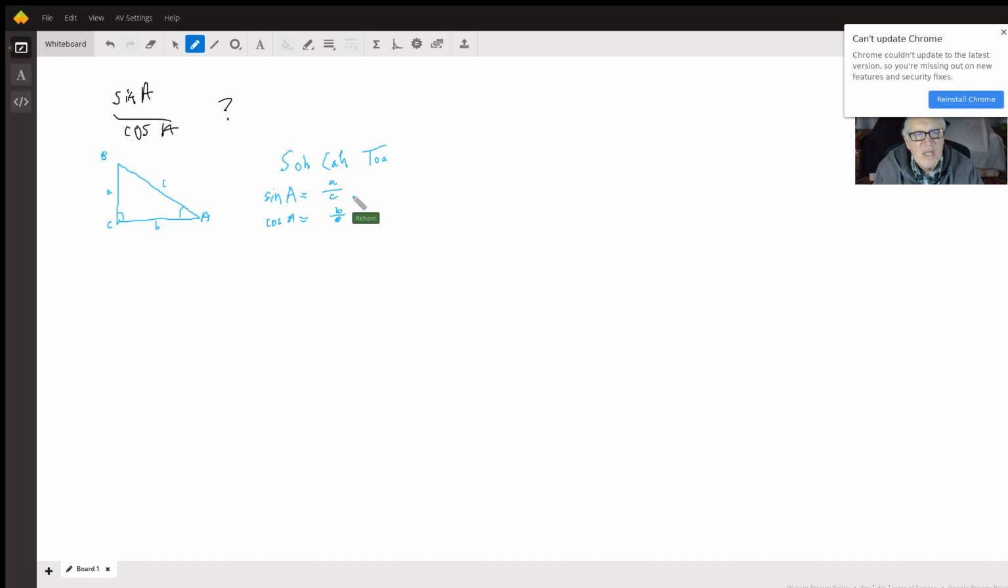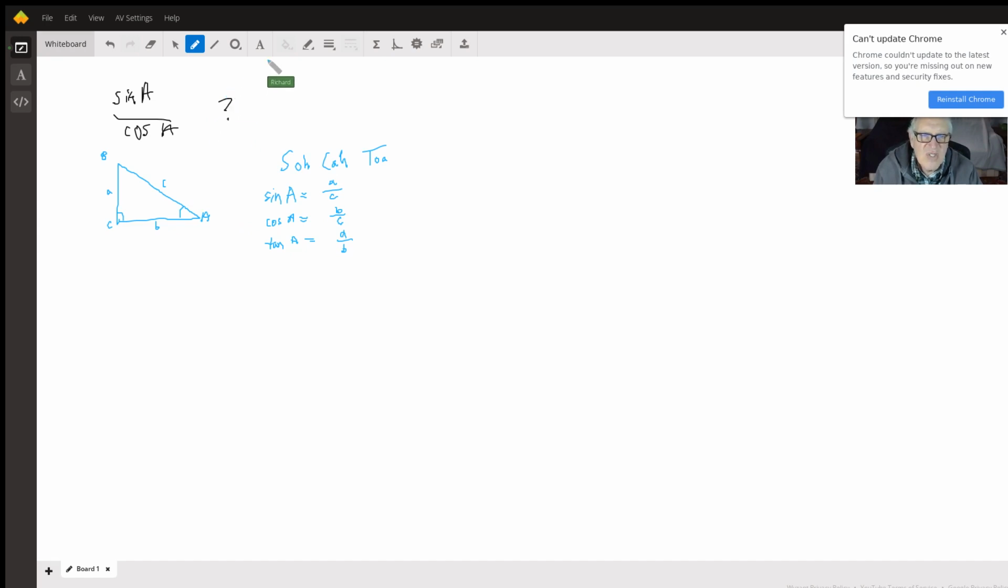That's the CAH. Let me clean that up a little bit. And the tangent of A is going to be a over b because that's opposite over adjacent. We just have to match each one of these up with the SOHCAHTOA and come up with these expressions for sine, cosine, and tangent. And so now we can solve this very quickly and easily.